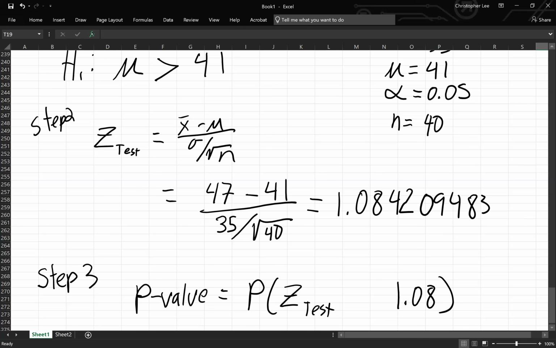I want to find the probability of my z-test. Am I doing greater than, less than, or not equal to? Which one? Less than. How did you say? How do you know it's less than?